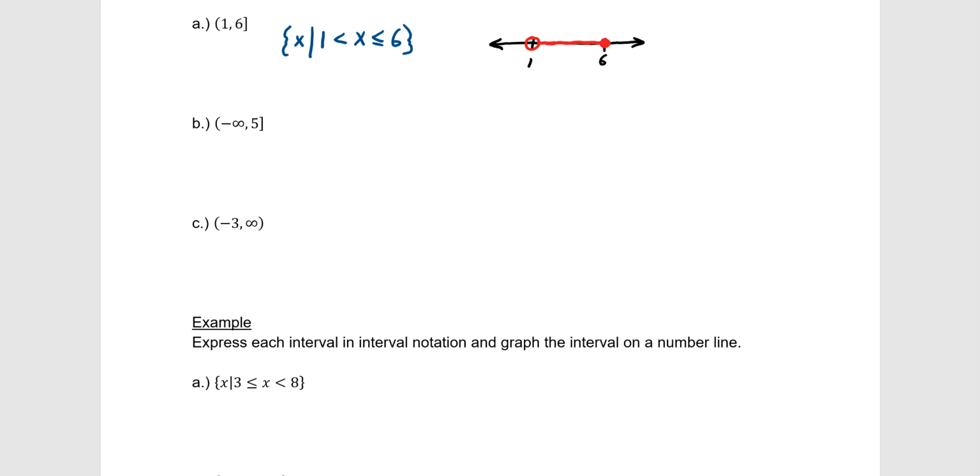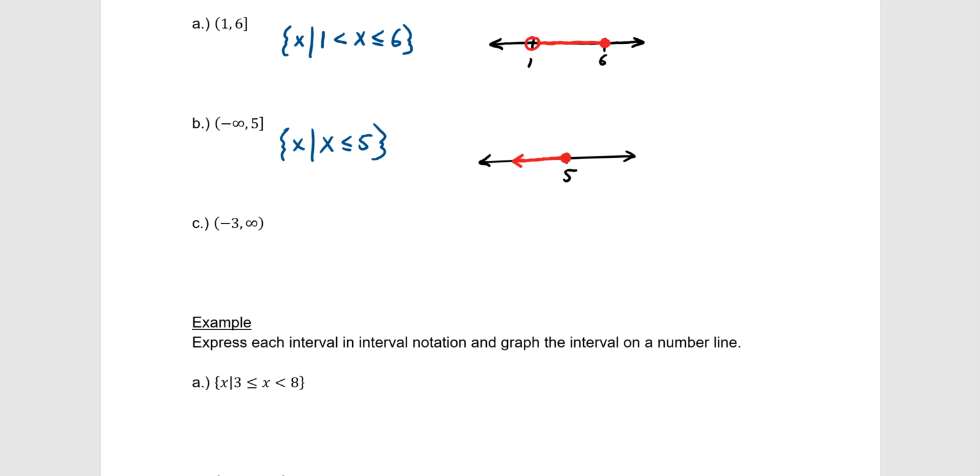Okay, next one, we have negative infinity to 5. For this one in set builder notation, it's going to be the set of all x's such that x is less than or equal to 5. Notice that I didn't write it like this. We don't need to include that infinity when we are using set builder notation. It kind of looks silly, so we just have to write x less than or equal to 5.